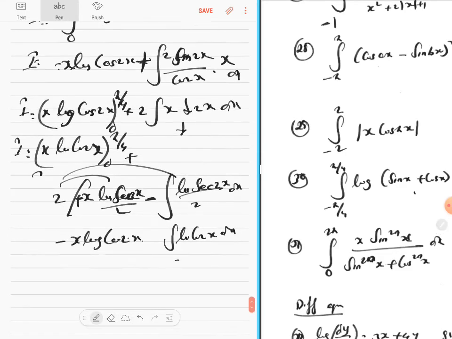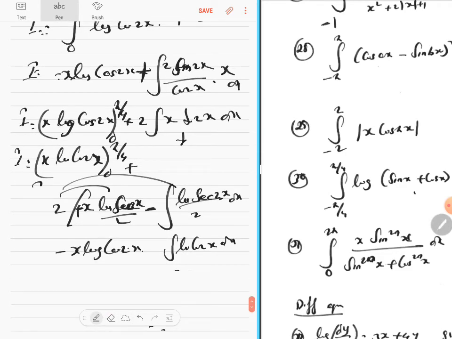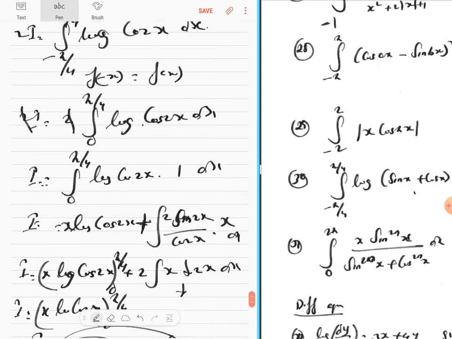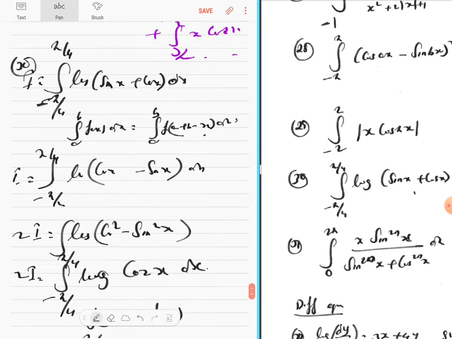So if I convert, this is x log secant 2x minus log of secant 2x by 2, it will become plus 1 by 2 by 2. No, I'm not getting the answer. Something is seriously wrong. Let me try the sum once again. Everything else is fine until I was doing this.